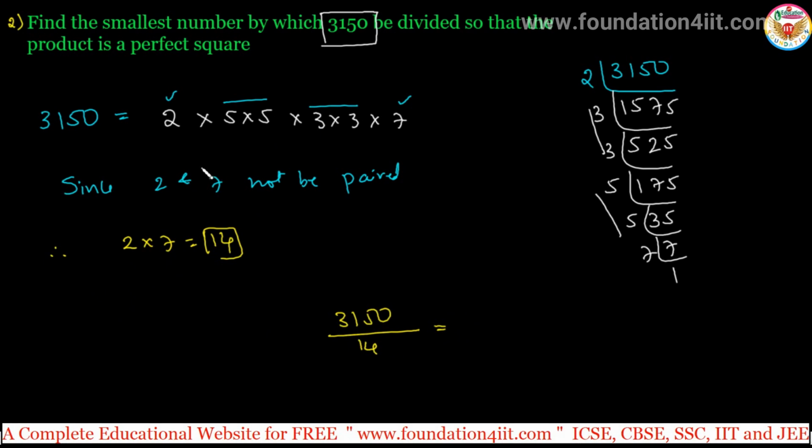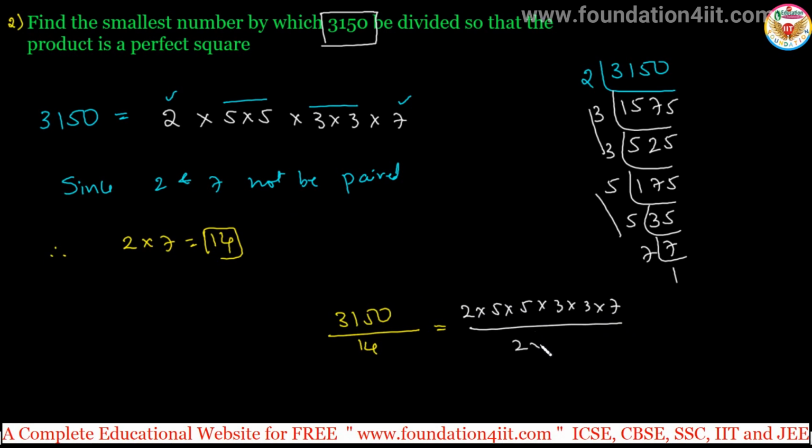Because 3150 is 2 into 5 into 5 into 3 into 3 into 7, if we divide by 14, which means 2 into 7, we can cancel the 2 and the 7. The remaining are pairs: 5 into 5, 3 into 3. We got the pairs, so that is a perfect square now. But the question asks only for the smallest number, so the required number is 14. The required number is 14, to be divided to make 3150 a perfect square.